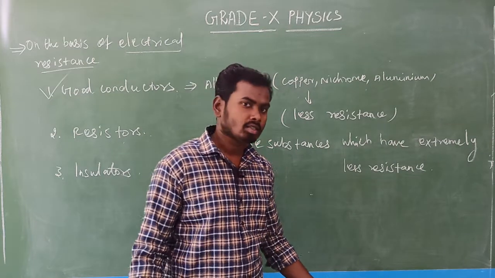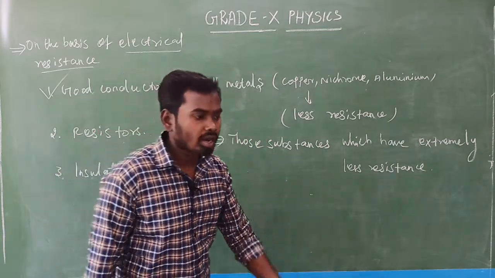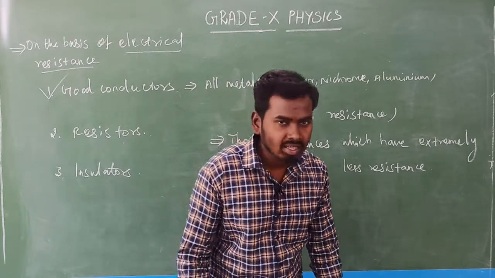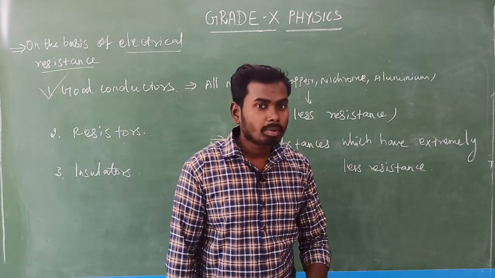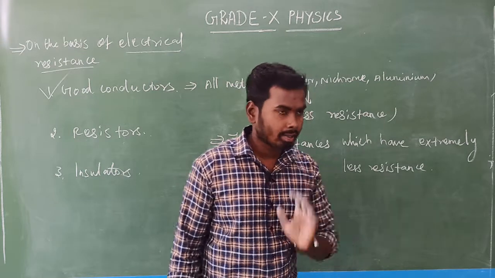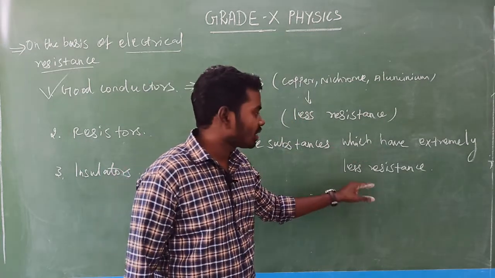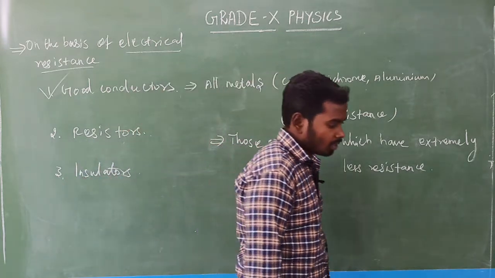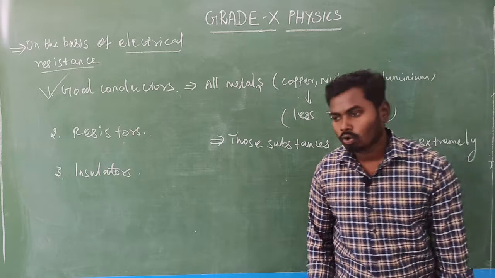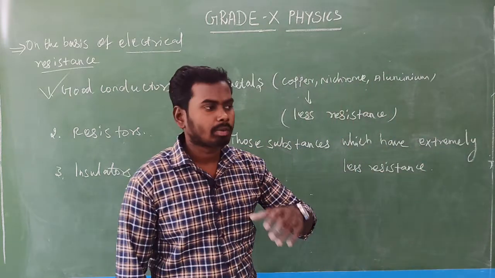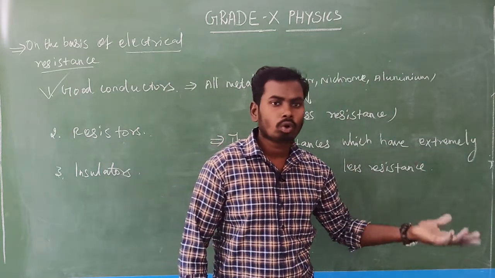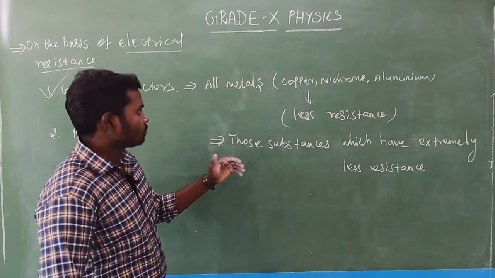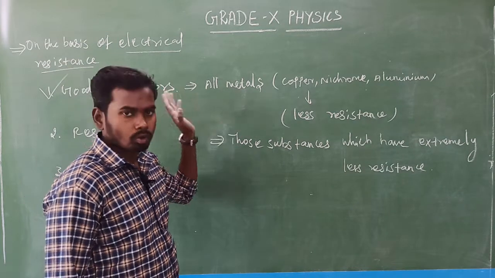Am I right? Yes. All good conductors allow the current to pass through them because they have less resistance, which means fewer collisions. So those substances which have extremely less resistance are called good conductors. Examples are all metals: copper, aluminum, tin, cadmium, nichrome, chromium, and so on. That's all about good conductors.